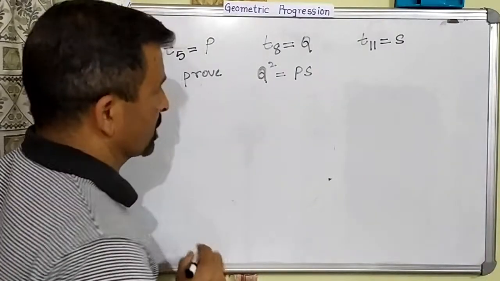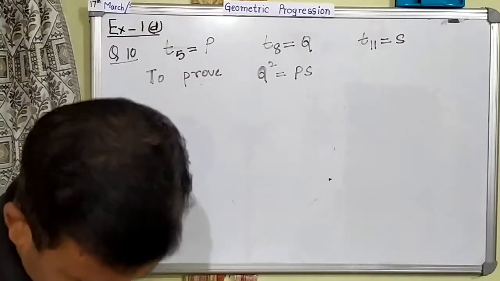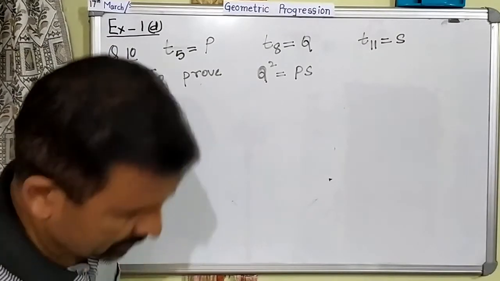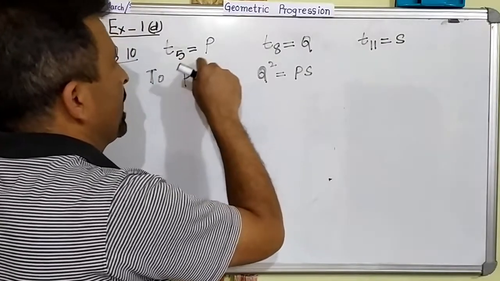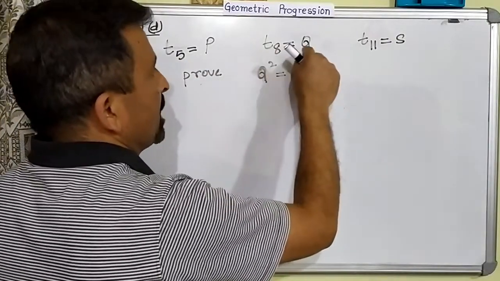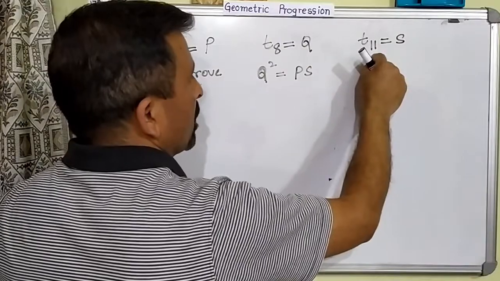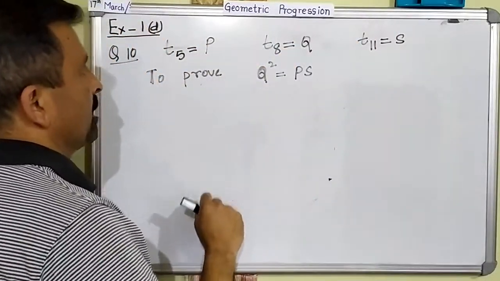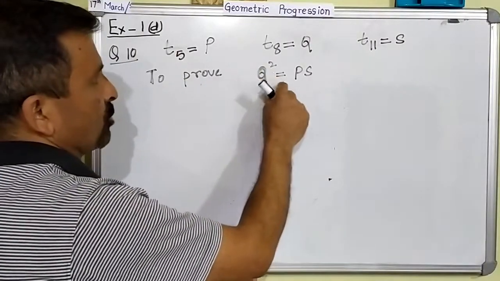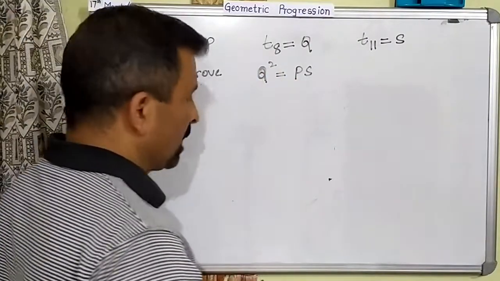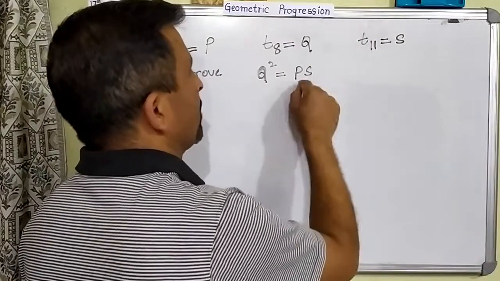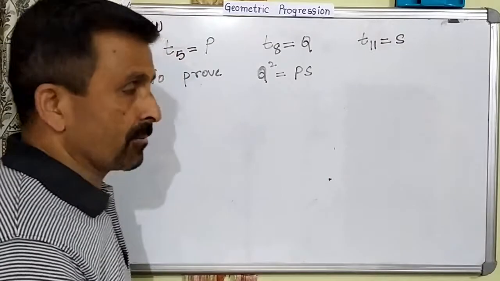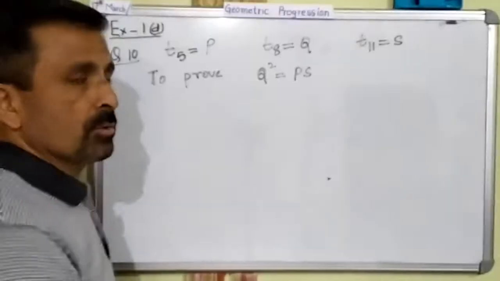According to the question, the fifth term of GP is P, the eighth term of GP is Q, and the 11th term of that same GP is S. So these are the three given, right? If it is so, then prove that Q square is equal to PS. It's very simple. We will find the value of left hand side and we'll find the value of right hand side, and if the two values come same, then the purpose is solved, right? We just have to prove that Q square is equal to PS.